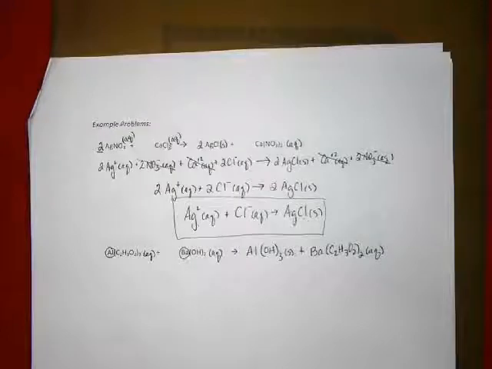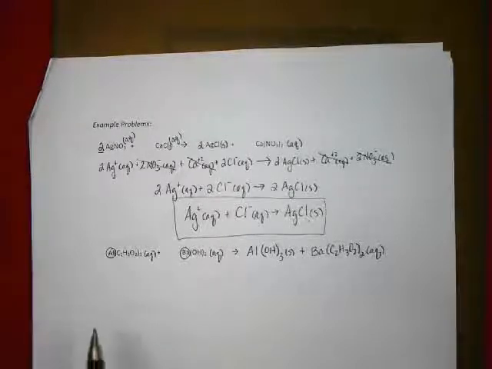So now that we know what breaks up and what doesn't, we can go through this problem and figure out our net ionic equation. We have to first write our total ionic equation. So go ahead and pause this video, write out the total ionic equation, and then we will be able to check your answer.